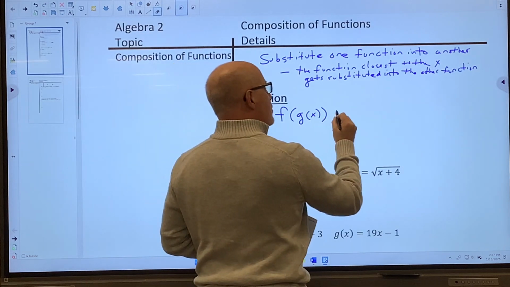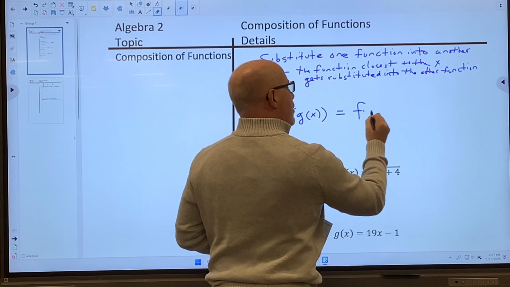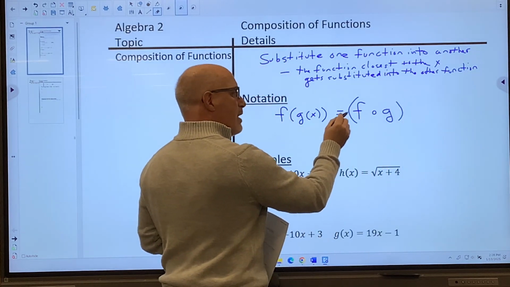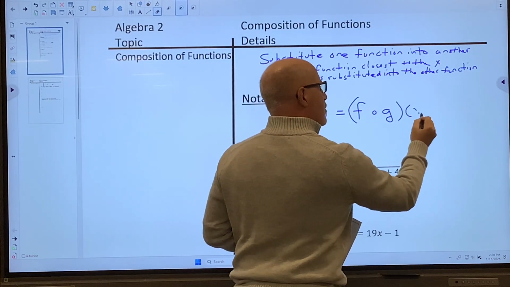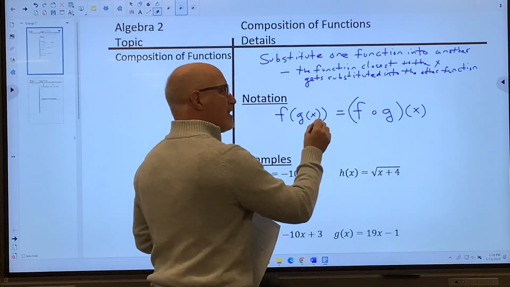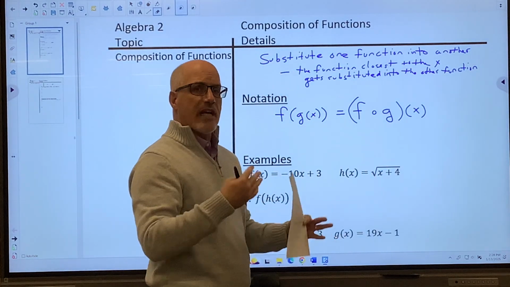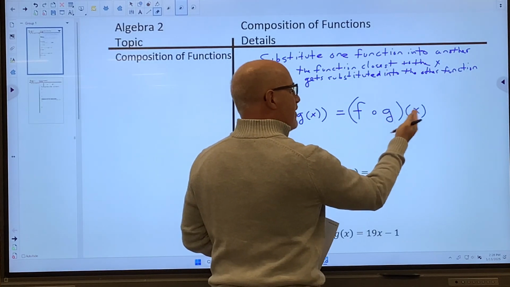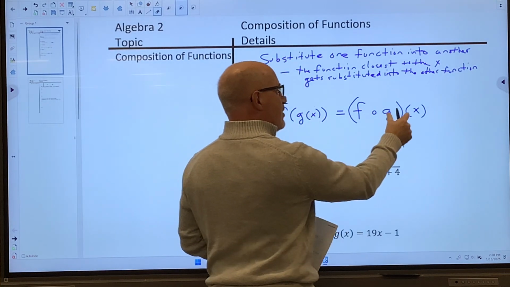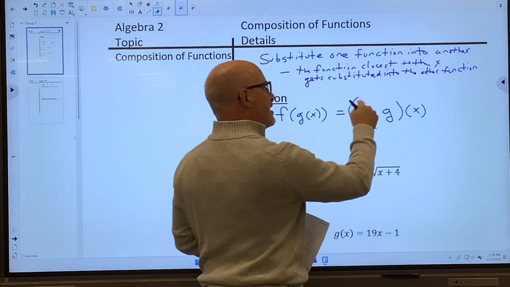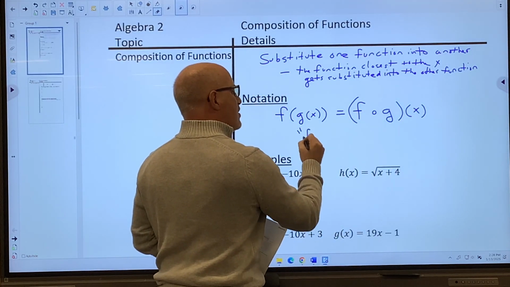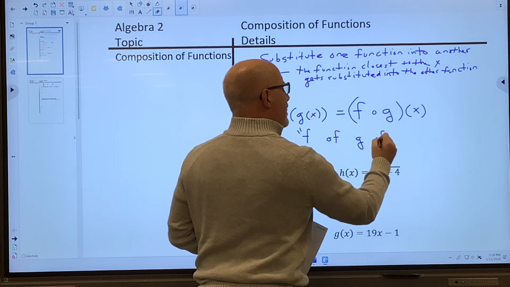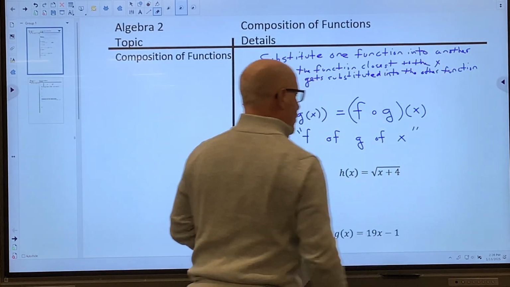Now another way this is written is sometimes they'll write it with an open circle between the two. It's not the letter O, or the number 0. It means f of g of x, where the g of x is still the second one, closest to the x. It gets substituted into the first. So this is read f of g of x.